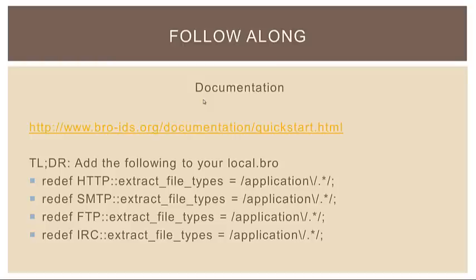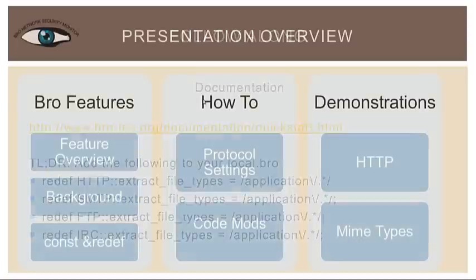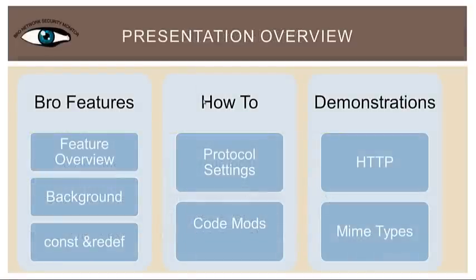The TLDR today is simply this. To enable file extraction, you can simply overload or redefine these configuration variables in your local.bro. While that's helpful to know, I think it's more important that you understand a key element in how to tune your own Bro installation. It really will assist you to unlock some of the powerful features within Bro.